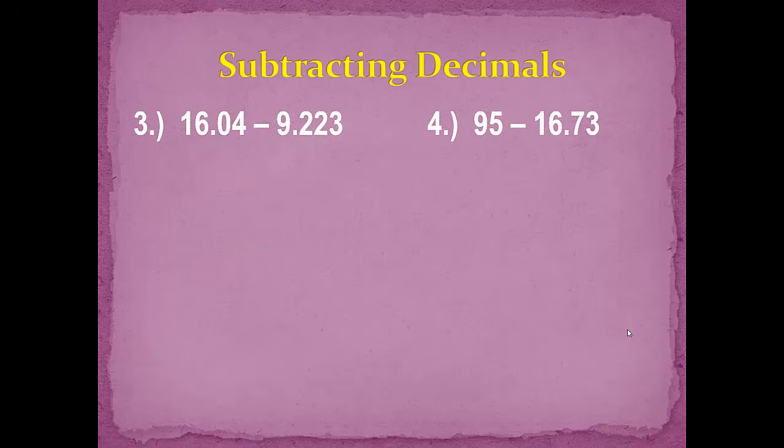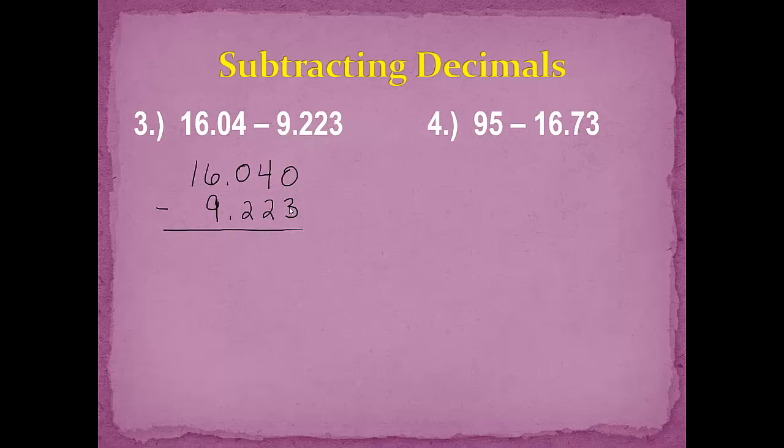Now I'm going to look at subtracting decimals. So for number 3, I have 16 and 4 hundredths minus 9 and 223 thousandths. My rule is the same as adding decimals. I need to line up my decimal before I subtract. So I'm going to have 16.04 minus 9.223. I do not have a digit above the 3, so I'm going to put in my 0. And now I'm going to go ahead and subtract.